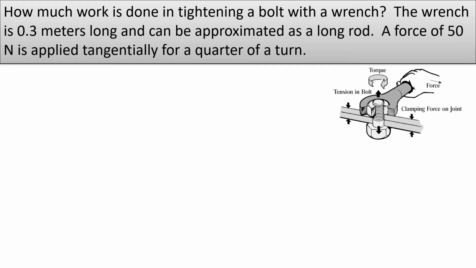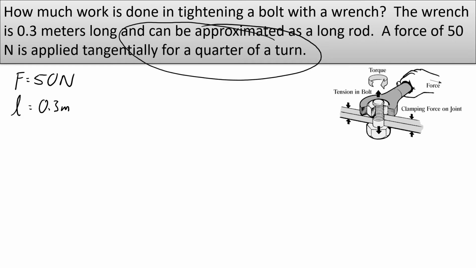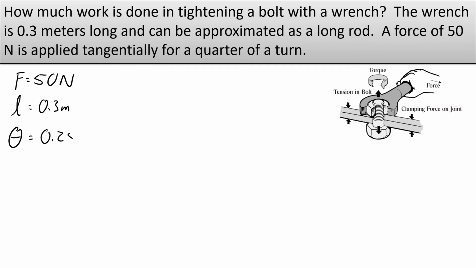Okay, so let's see. We have the force is equal to 50 newtons, and the wrench is 0.3 meters long, and the axis of rotation is here. So that means that the radius is equal to 0.3 meters, or if you want to call it the lever arm is equal to 0.3 meters. Okay, and they're also telling you some information here, a quarter of a turn. How are we going to handle that? A quarter of a turn, a quarter of a revolution. That's like the angular displacement to me. So 0.25 revolutions or turns.